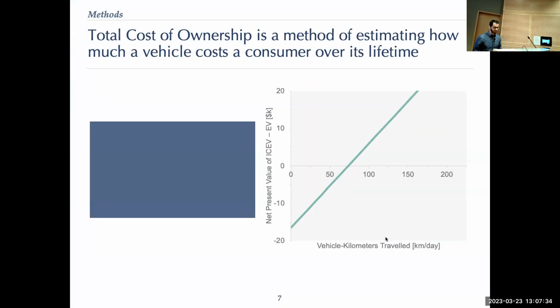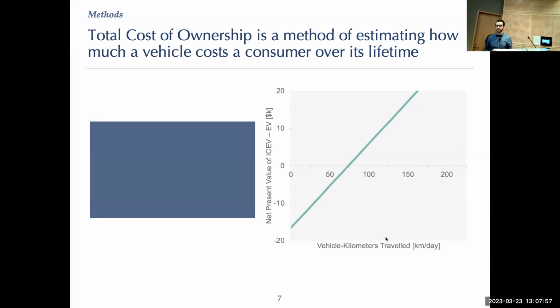Now, just to talk about my method, I use something called a total cost of ownership, or TCO, which is a method for estimating quantitatively how much a vehicle costs a consumer over the lifetime that they own and operate it. I have a schematic figure on the right-hand side. I'll take about half a minute to walk through this, because it is a pivotal piece to explain the rest of the presentation.